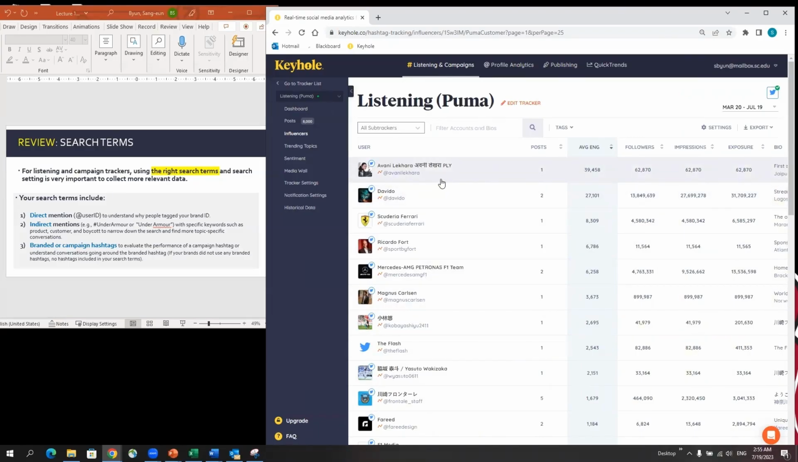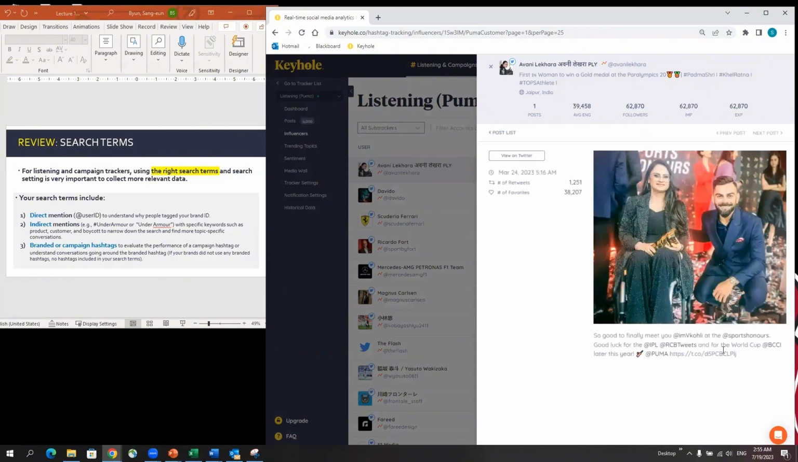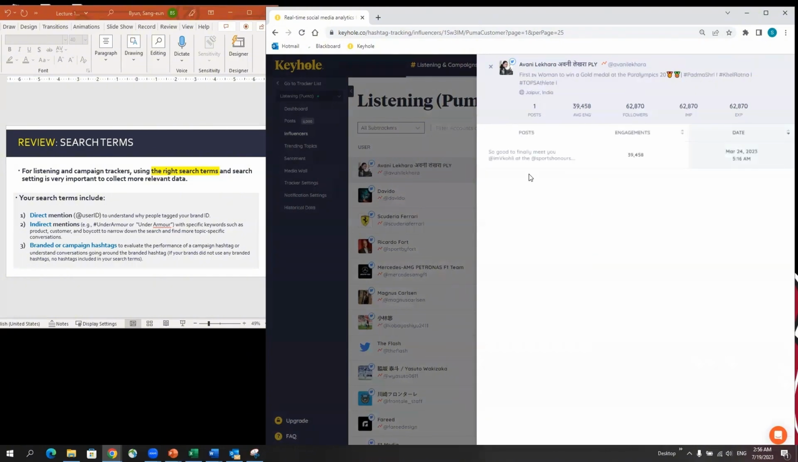Figure out the reasons why they mentioned your search term. To do that, you want to click each one. And this average engagement means the number of likes or retweets on a post this user made about your brand. So click this one, and then you will see the post this person made, and understand the post. These posts received this many engagements.